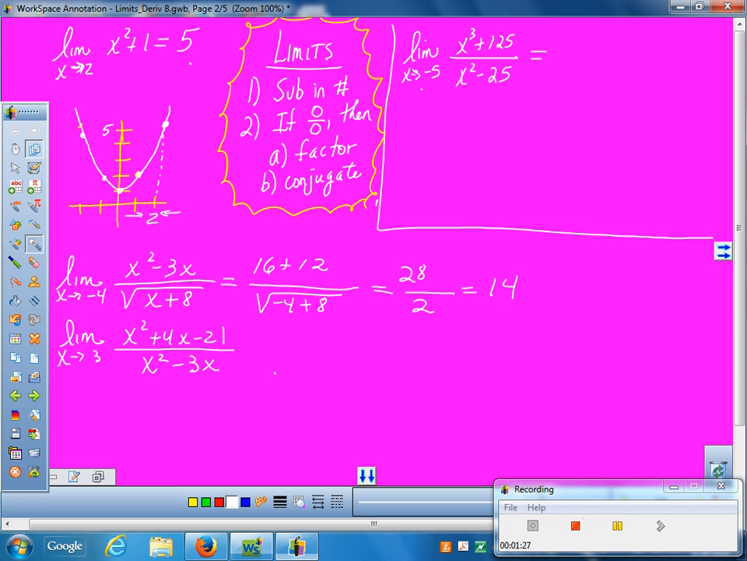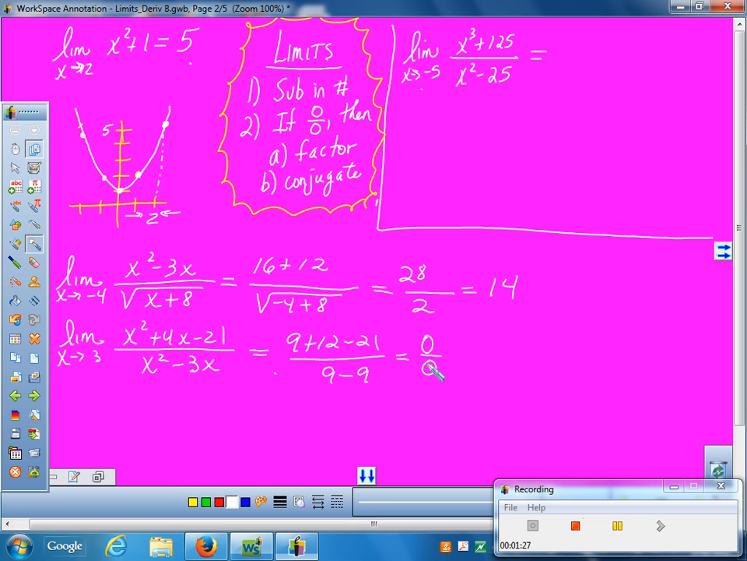So what happens if you don't get a nice number? For example, on this second one, if I put 3 in, 9 plus 12 minus 21, the bottom's going to be 9 minus 9. What is that going to result in? That results in 0 over 0. What exactly is 0 over 0? 7 over 0 is undefined. 2 over 0 is undefined. This one's not undefined. It's like we don't know what it is.